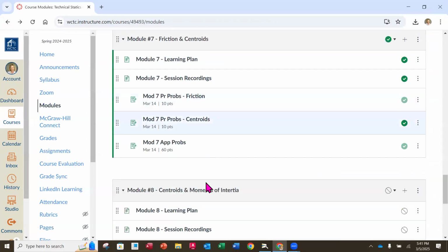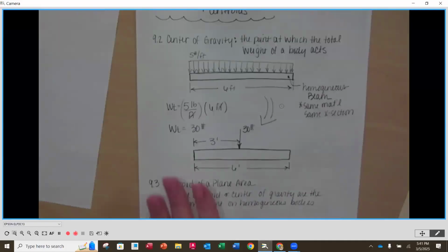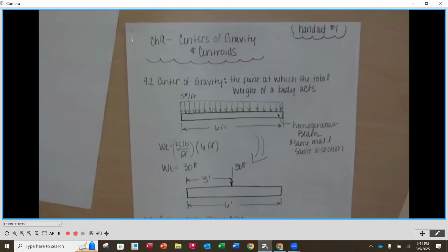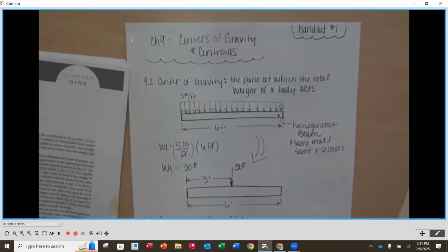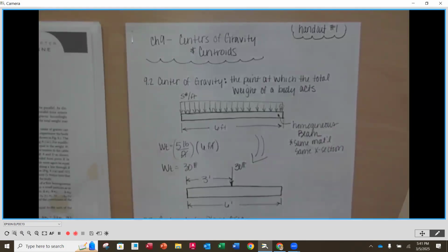As I go back, I'm going to go underneath our camera. I do have my guided notes here underneath my camera. So we're going to be using this as we reference that chapter 9 handout. This is our last section here. Like I said, it's centroids. This half of module 7, we are not using the McGraw-Hill ebook. It's going to be that handout out of that same text that we've seen a couple times throughout the course. So, centroids or centers of gravity and centroids.